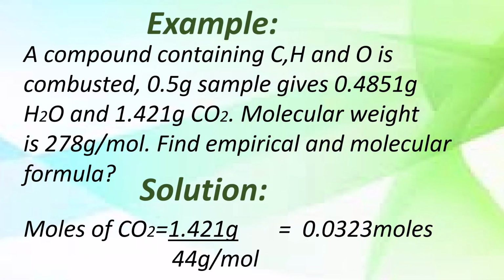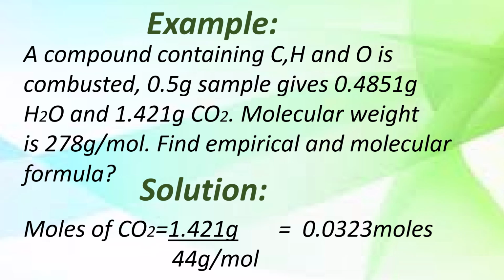Example: a compound containing carbon, hydrogen and oxygen is combusted. A 0.5 gram sample gives 0.4851 gram water and 1.421 gram carbon dioxide. Molecular weight is 278 gram per mole. Find the empirical and molecular formula.